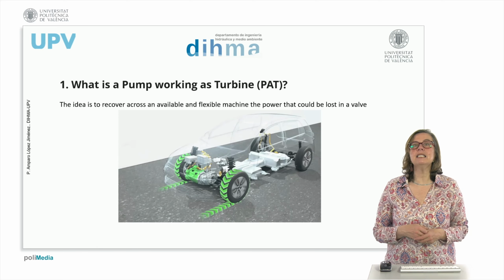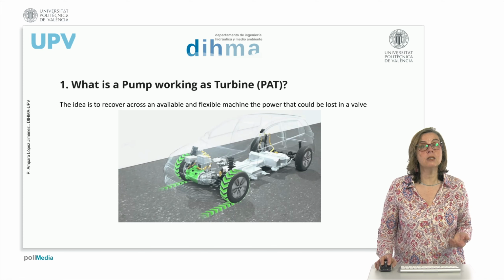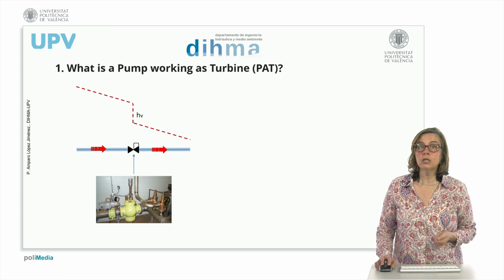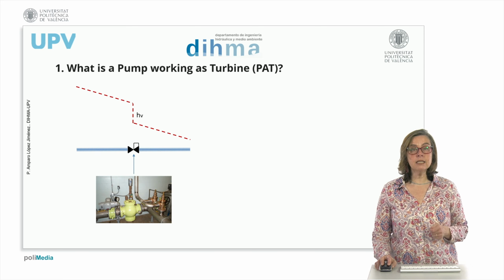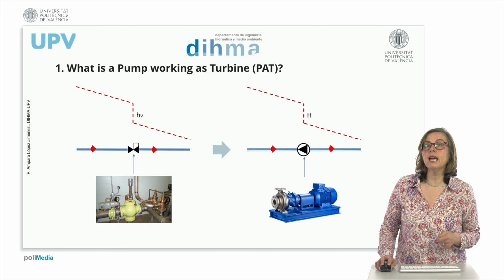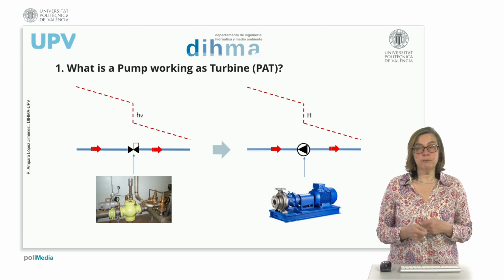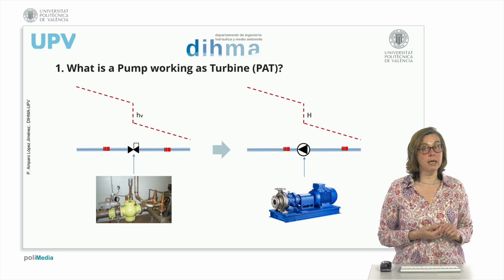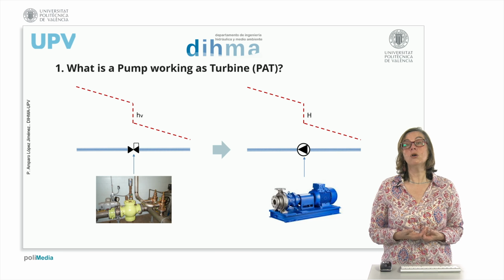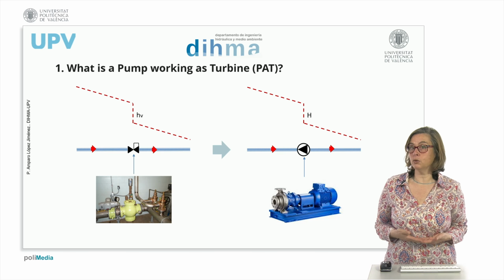The idea is to recover this energy of the water, in any place of the water distribution system, but particularly in a valve. So the idea is to change the functioning of a valve by recovering energy with a machine which was thought in the beginning as a pump, but is now used as a turbine. And why do we do this? Because there are many available curves of many available machines in the market that can be used.